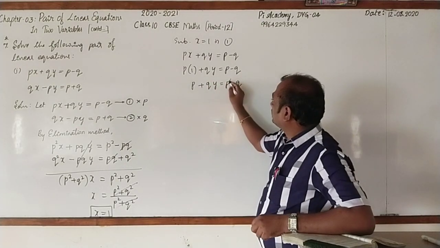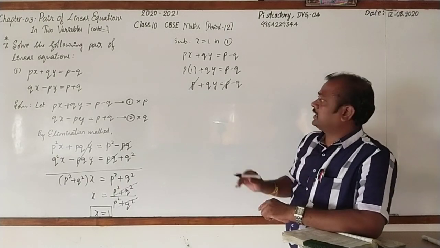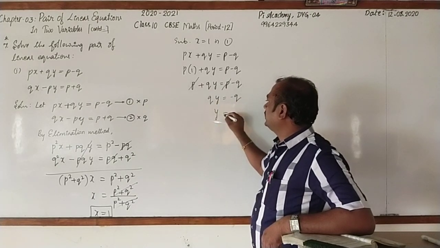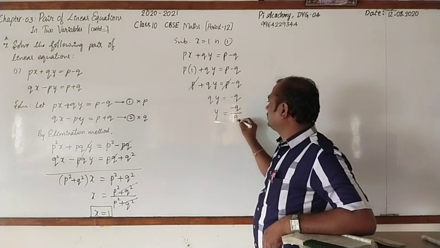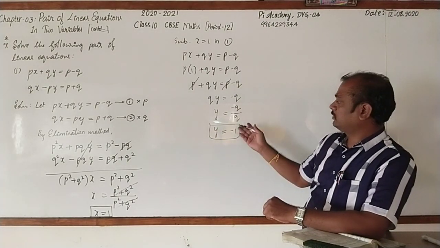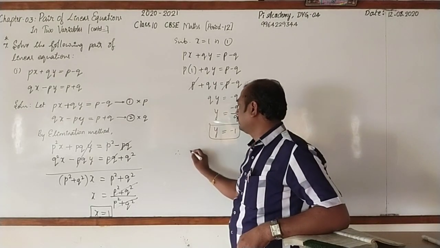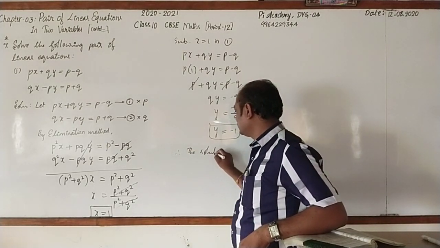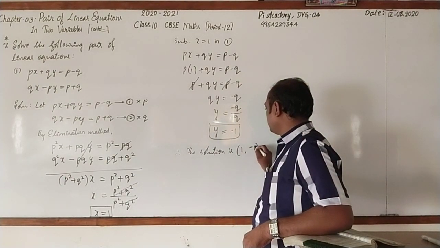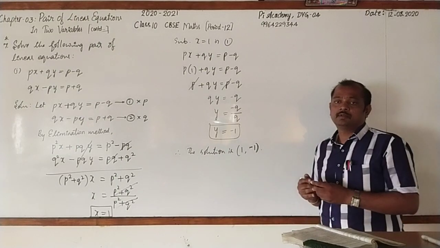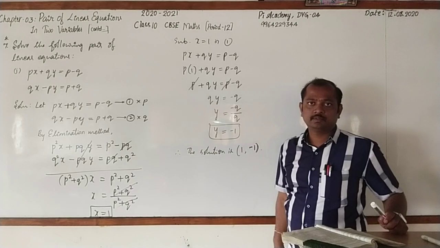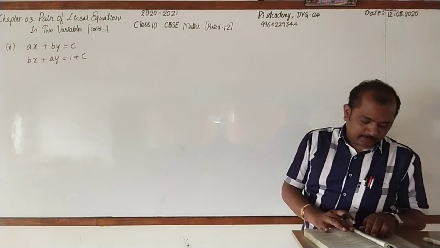Observe here, p and p get cancelled. You will get qy is equal to minus q. Y is equal to minus q by q. Y is equal to minus 1. X is 1, y is minus 1. Therefore, the solution is 1 comma minus 1. Yes. Hope that you have understood. We will move on to next problem. Please copy this. Now let's move on to second sub question.